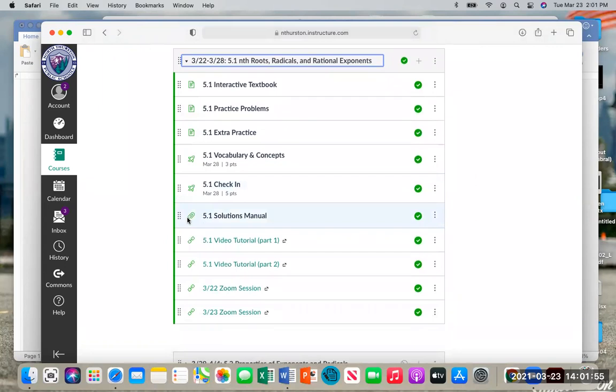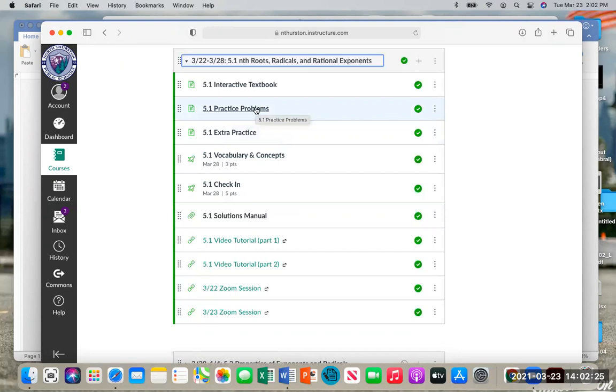So this week was 5.1. So we are kicking off Unit 5, dealing with the nth roots, radicals, and rational exponents. Remember, textbook, all the pages are there, the practice problems that you need to be doing. Make sure you're doing these, because this is going to prep you not only for this week's assignments, but for the test when we see that, whatever, next month or something. Extra practice problems, if you choose to do those, you're more than welcome to access those there.